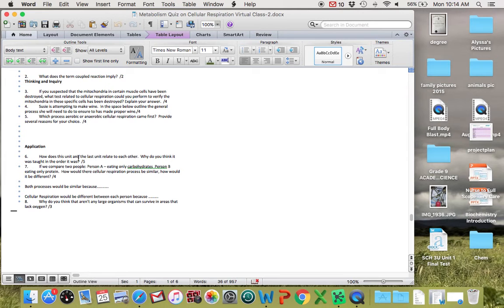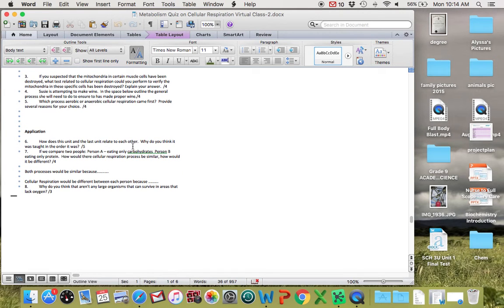Okay. So number 6, how does this unit relate to the other? There was a lot of different answers here. Again, if you wanted to get 5 out of 5, you had to have a really, really good relation from our previous unit to this unit. So the big thing that I was looking for is our first unit talked about how we build the cell. What do we need in order to build a cell? The basic components to build a cell, and then what are they used for?